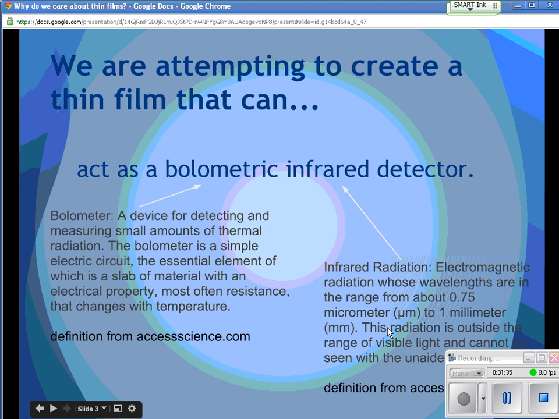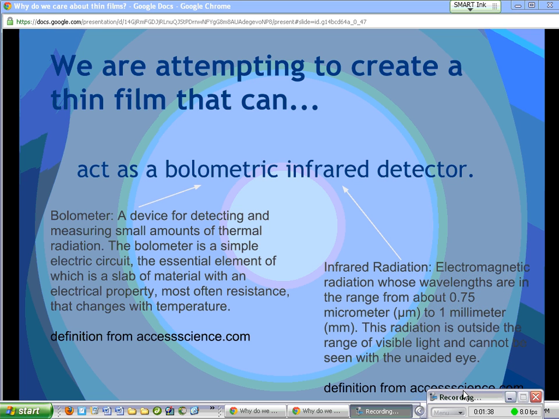What we're trying to do is create a bolometric infrared detector. You can see here the definition for a bolometer, and that slab of material they're talking about can be a thin film. And the definition of infrared radiation, which is a part of the electromagnetic spectrum, and one that we typically think of as heat.